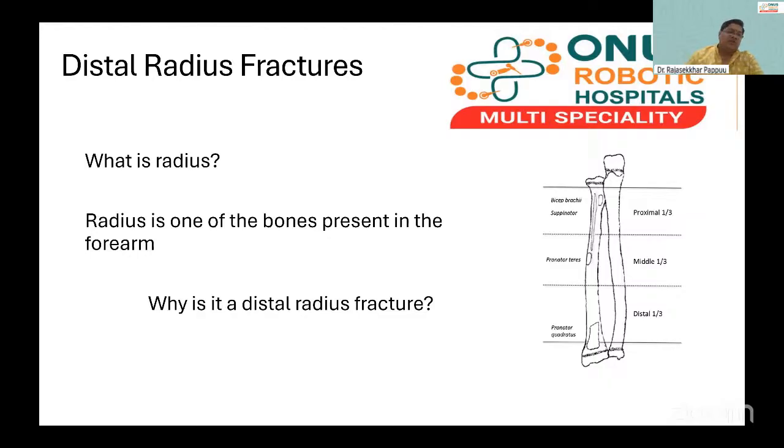So when we convey to somebody, we tell three things. One is fracture, bone, then location. And there are some coding words where we say the complexity. So if I say A, it is a simple fracture, B is moderately complex, C is a highly complex fracture.